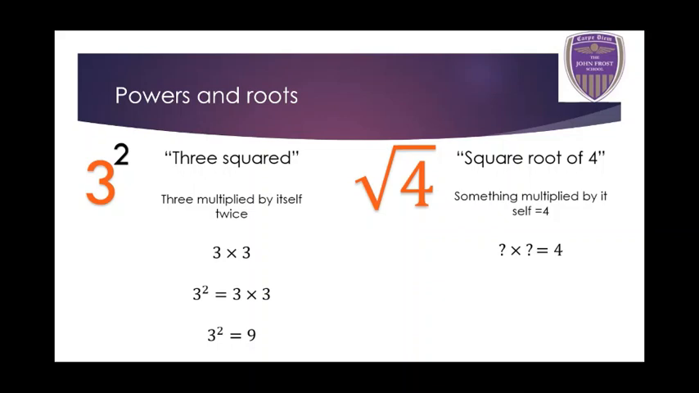So 4 is quite a small number, so I might start with what's 1 times 1? Well, I know that 1 times 1 is obviously 1, so that can't be right. But what about 2? Well, 2 times 2 is 4. Perfect. We've had a number, we've multiplied it by itself, and we've got 4. So that means that the square root of 4 is equal to 2. Okay, perfect.